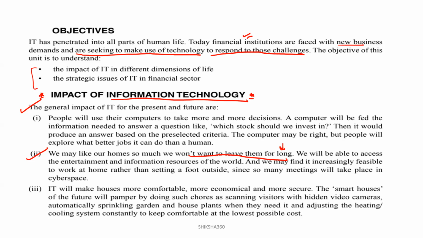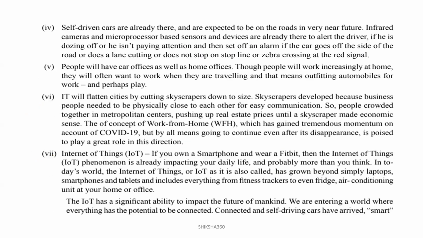Information technology will make our houses more comfortable, more economical, and more secure. The smart houses of the future will pamper us by doing chores such as scanning visitors with hidden video cameras at the outside doors, automatically sprinkling garden and house plants when they need it, and constantly adjusting the heating and cooling system to keep us comfortable at the lowest possible cost. Even now there are houses where you can adjust the temperature of the complete house as per your requirement. All these are impacts of information technology.